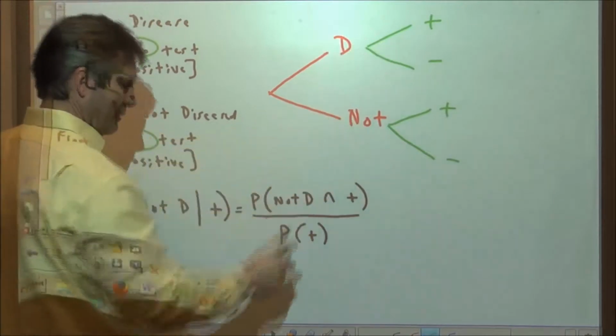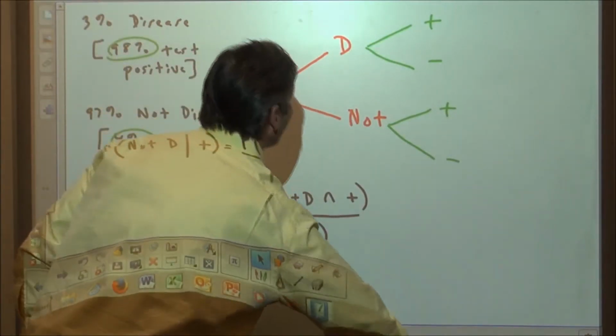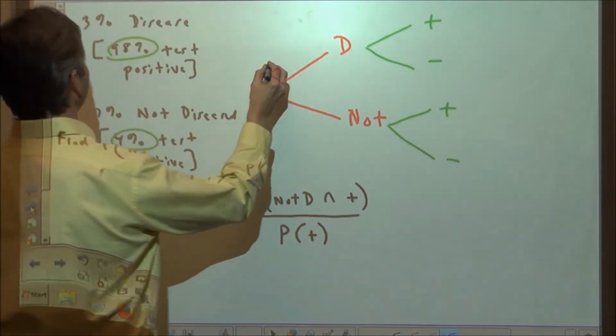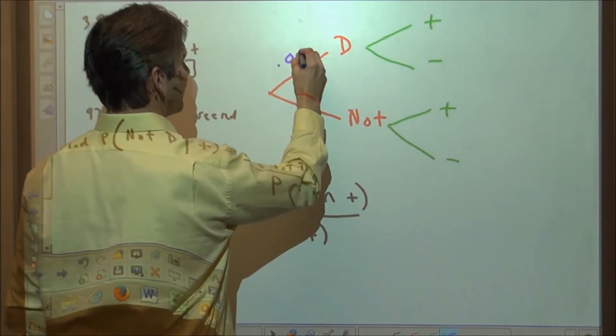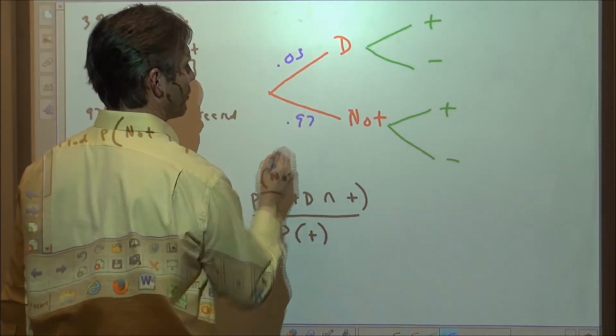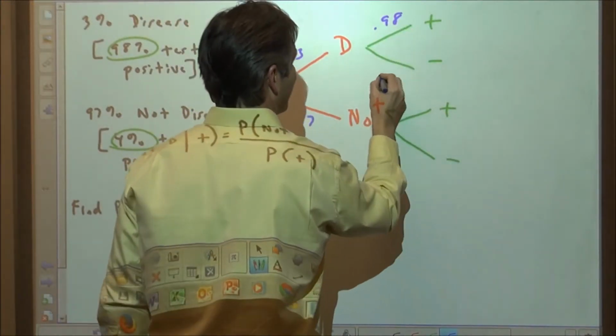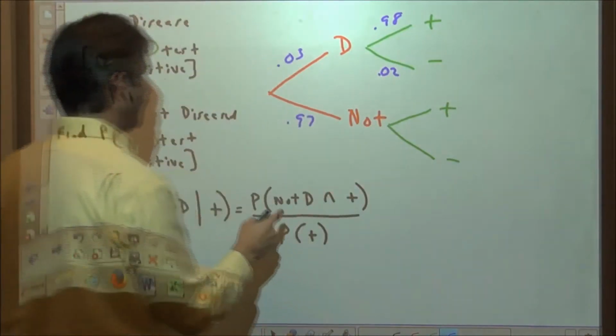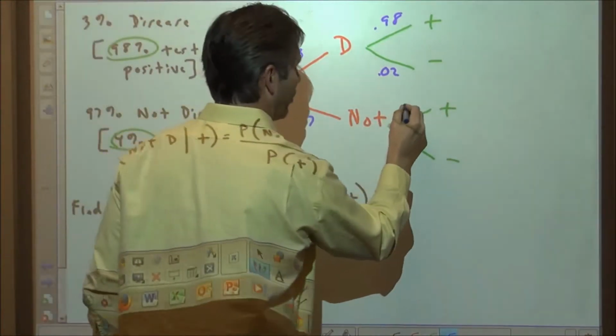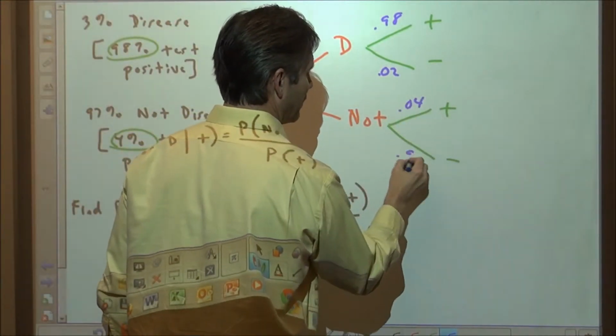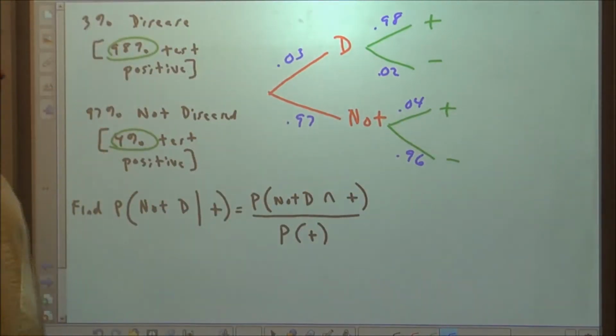So if we write the tree diagram like this, we can weight the edges: 3% have the disease and 97% don't, 98% of the people with the disease will test positive and 2% won't, and then 4% of the people without the disease will test positive and 96% won't.